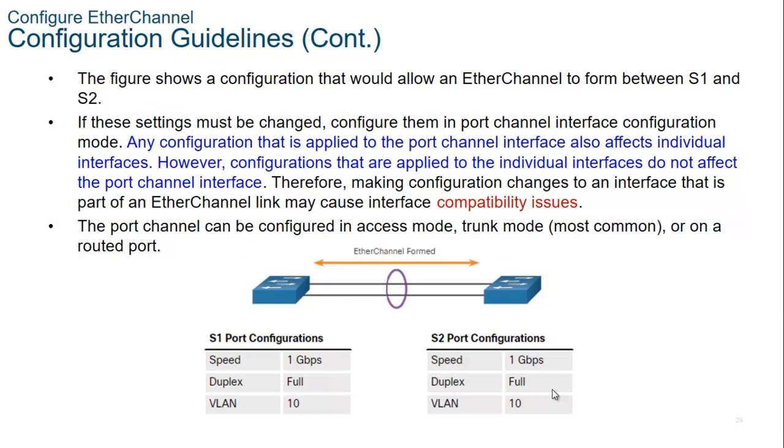So let's look at this example. We have two switches here, S1 and S2. The speed is the same. Both are full duplex, and the VLAN they are in is also the same. These settings will ensure that an EtherChannel can be formed. If these settings must be changed, configure them in the port channel interface configuration mode.